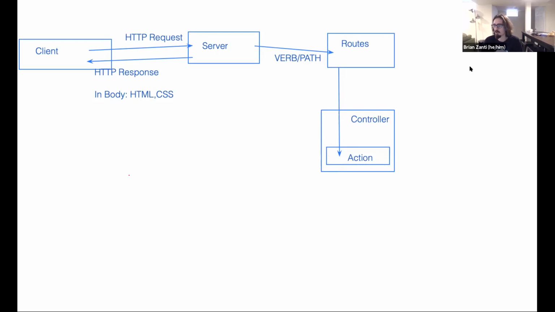So I might draw it like this, where I have this box that's the controller, and then I have a smaller box inside that controller that's my action. So this is like a method defined inside the controller. I'm drawing that arrow going from the routes file to the specific action. So we take the verb path combo and we route it to a specific controller action.